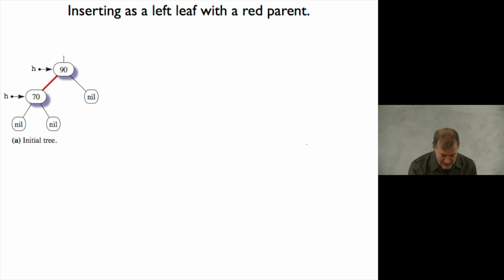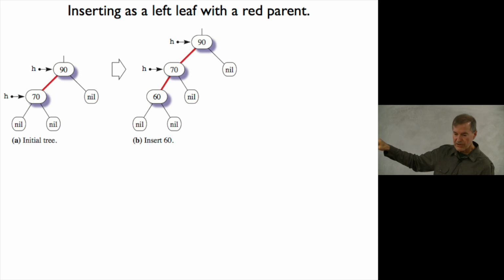Okay, but anyway, let's come back to here. So inserting as a left leaf with a red parent. What could happen is, if we insert 60, what's going to happen? 60 is less than 90, 60 is less than 70, and so where is 60 going to be inserted? It's going to be inserted here.